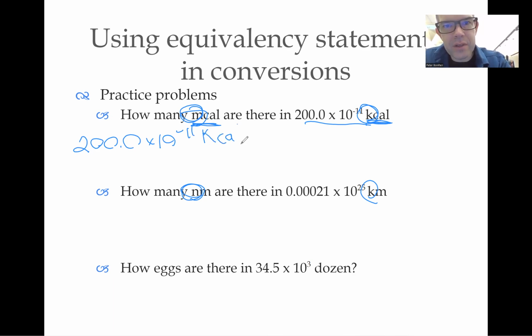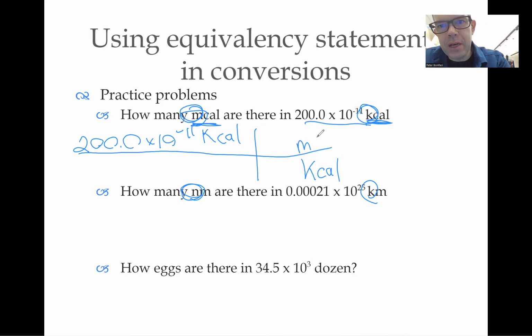kilocalories. Okay, cool. Now we railroad it. Now we're going to get rid of kilocalories. We don't need them. Get rid of them. And we're going to go to millicalories. There you go. Now, there is a way to go straight there. We'll cover that in a second, but I want to show you the longer way first.